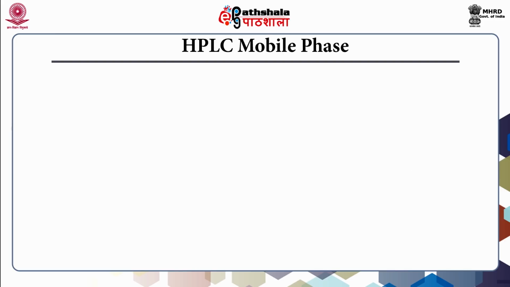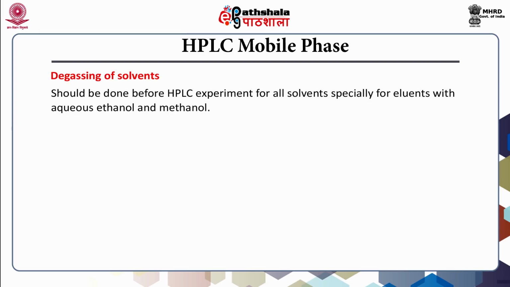For HPLC mobile phase, we need to do some activities. One of the important activities is degassing of the solvents. The solvent should be degassed before using them in HPLC. Why? It is important for those eluents with aqueous ethanol and methanol. So, whenever we are using such kinds of mobile phases, they should be degassed.